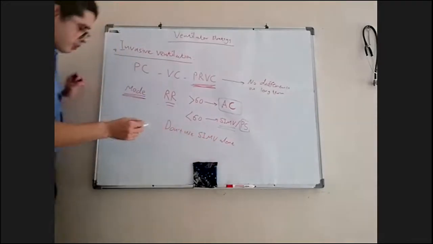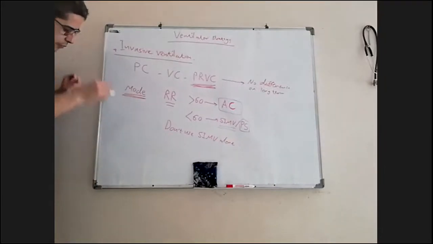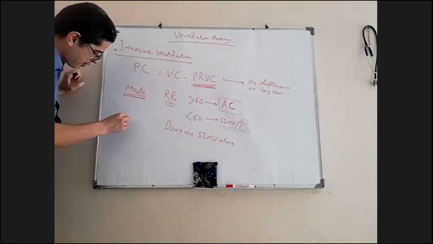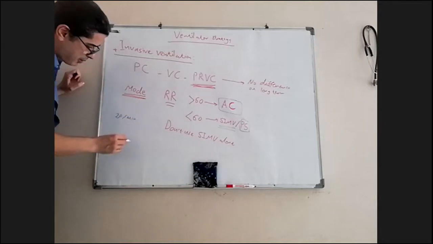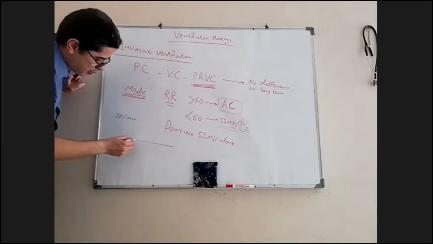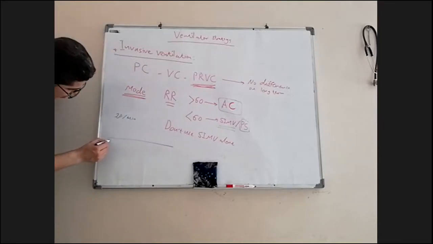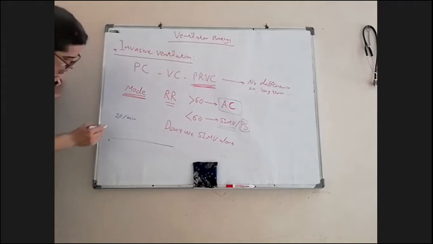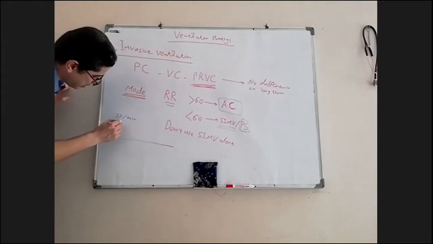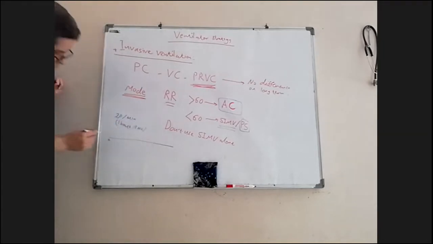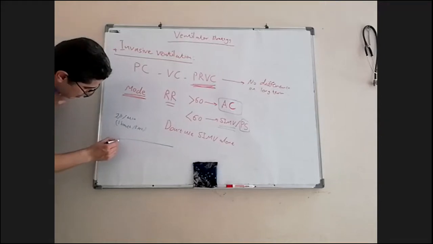You remember when we discussed the mode SIMV? For example, if you have a rate of 20 per minute, your SIMV will give a breath here, like we have 0 here, 0 second. So 20 per minute means one breath every 3 seconds. This is only an example. So 0, 1, 2, 3.